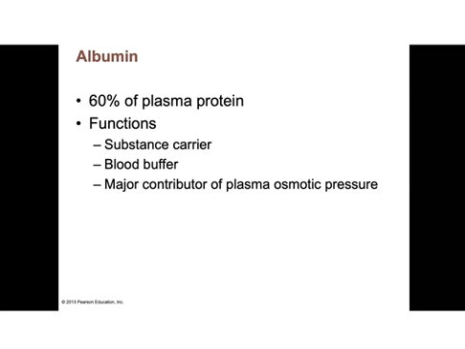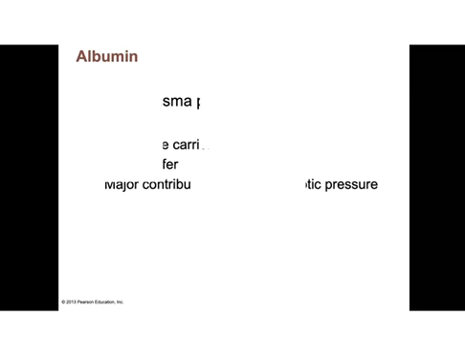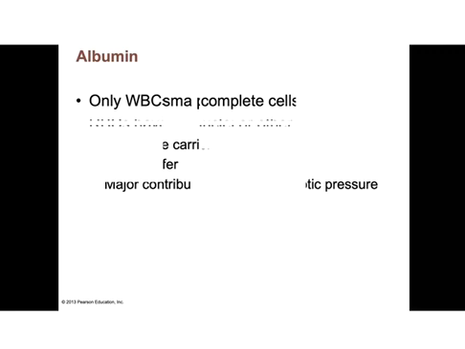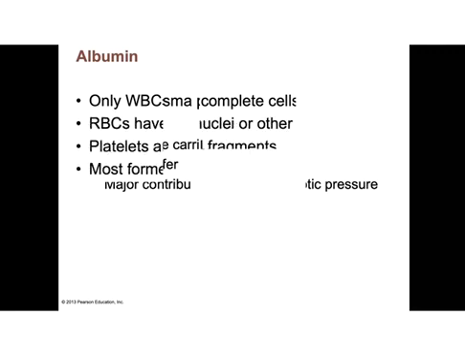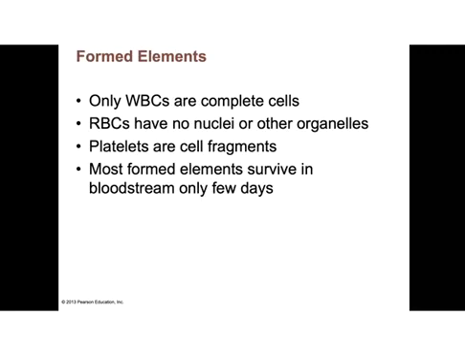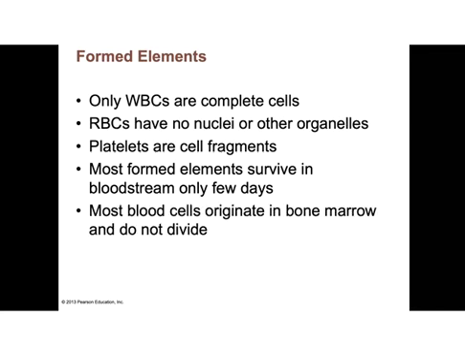Albumin also can carry substances in the blood as well. White blood cells are complete cells, while the erythrocytes and the thrombocytes don't have organelles in them, right? Most of the formed elements live in the blood for only a few days. The exception to that are certain classes of leukocytes, okay?